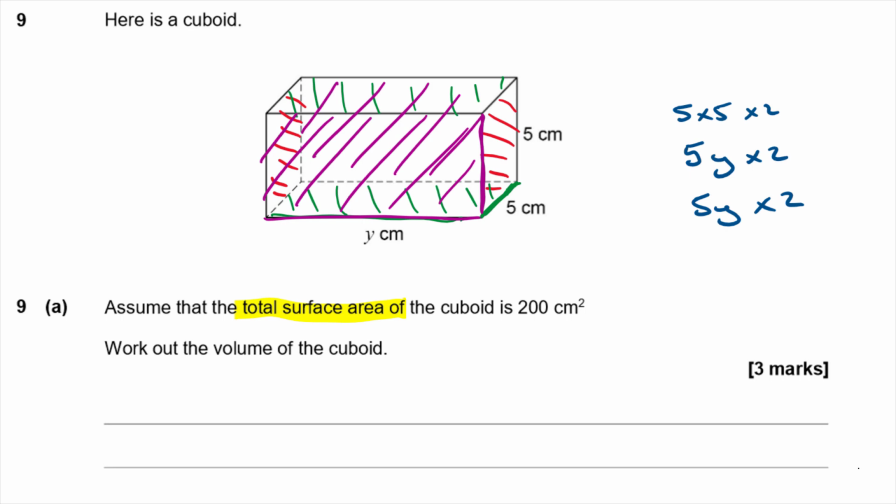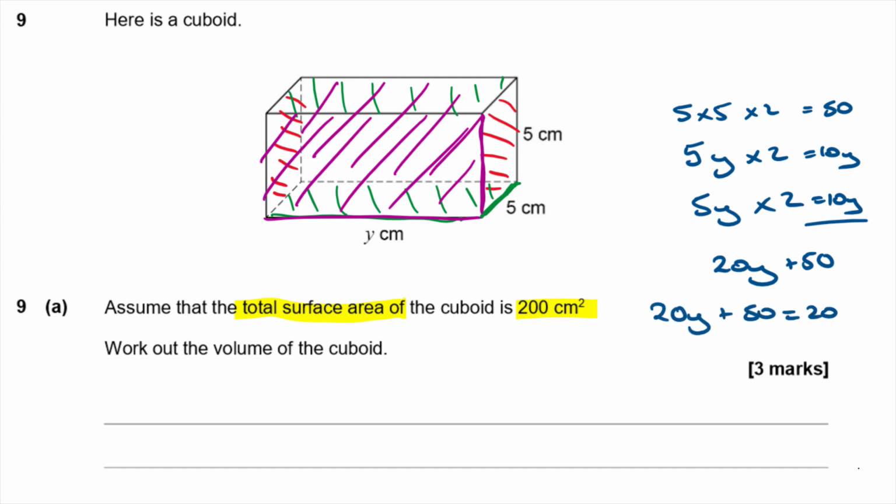So what's that all together then? So 5 times 5 times 2, 5 times 5 is 25, times 2 is 50. 5y times 2 is 10y. 5y times 2 is 10y. So adding all that up, I'm going to get 20y plus 50. Now I'm told that the total surface area of the cuboid is 200. So that means that 20y plus 50 must be equal to 200.